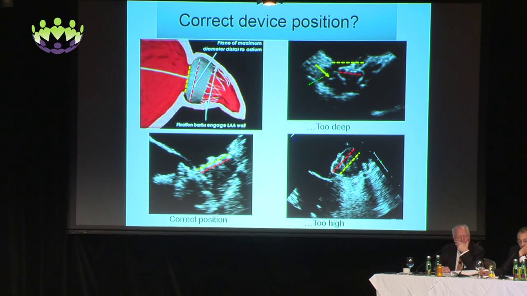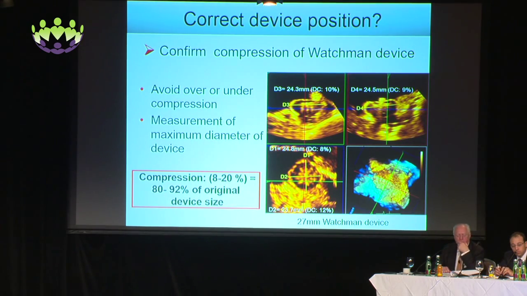If you look on the right-hand side, this is a chicken wing morphology, as we can appreciate here. And we have a device which is placed really deeply into the left atrial appendage, and we have an uncovered lobe over here. On the right-hand side, we see a device which is placed really high, over the ostium, and this might be a situation where a device is maybe not stable over time. For a Watchman device, we also have to confirm that we have some compression on the device.